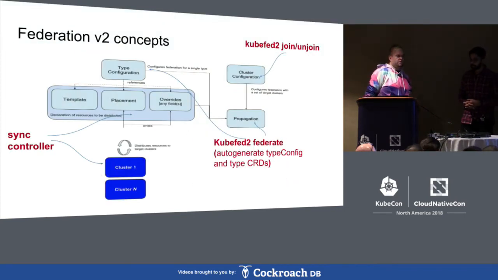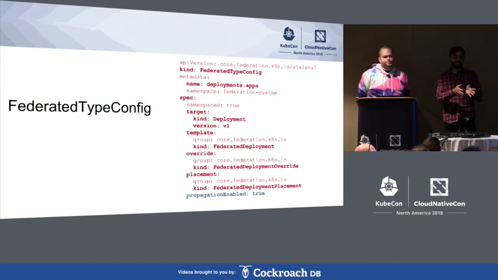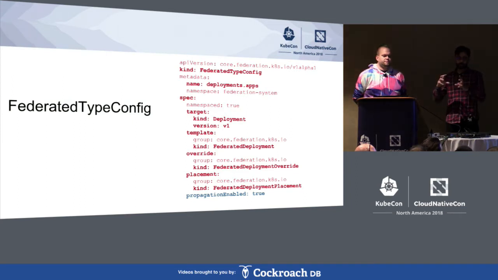So when we were planning this presentation, we said we can't have a deep dive session without showing YAML. So we're going to see some YAML now, some examples. Cool. So we talked about the type configuration. This is just a concise YAML representation. It's not the whole YAML of what a type configuration looks like.